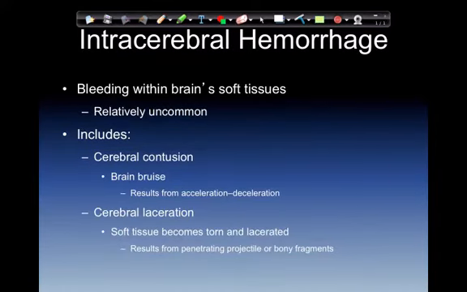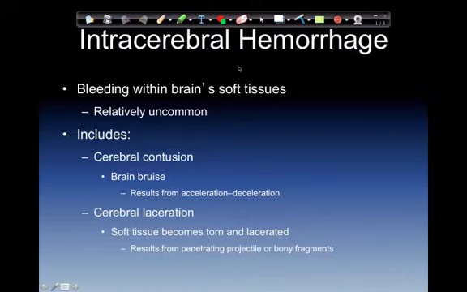Intracerebral hemorrhage is bleeding within the brain soft tissues. Relatively uncommon and usually occurs due to a rupture of an aneurysm that the patient already had, or an arteriovenous malformation, or alternatively from bleeding within a tumor. It includes cerebral contusion, which is a brain bruise, and results from acceleration-deceleration injuries, causes the brain to strike the inner surface of the skull, resulting in a coup injury.